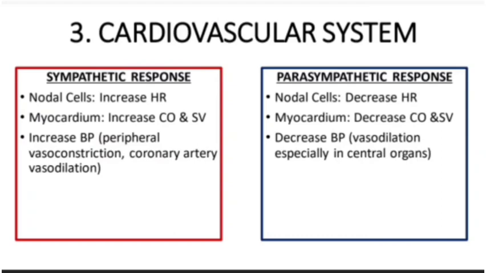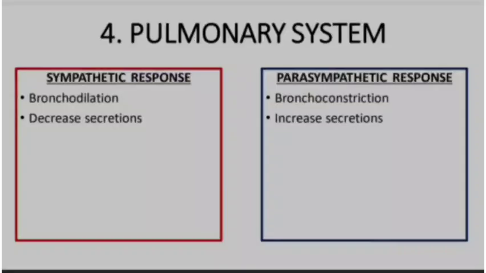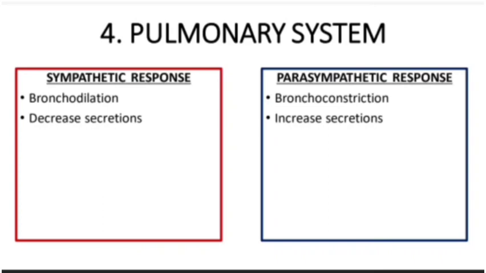from the GIT organs. Next, let's talk about your respiratory system or pulmonary system. Under your sympathetic response, bronchodilation is needed. This is to accommodate the extra air going in and out of your lungs, especially in stressful or emergency situations when a person is hyperventilating or is breathing very deeply, as in after or during an exercise.